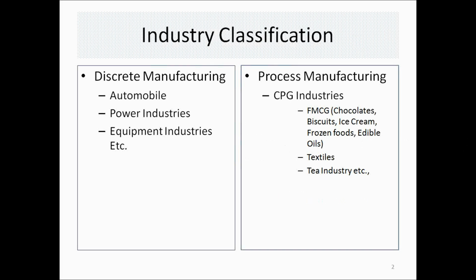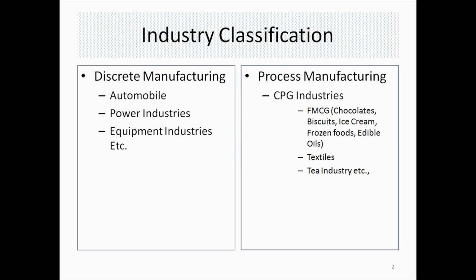Oracle process manufacturing is more about consumer product goods, where you have chocolates, biscuits, ice creams, frozen foods, edible oil, soaps, textiles, tea industry, all these things which come under FMCG, also called CPG, the consumer product goods, and Oracle process manufacturing fits in there.